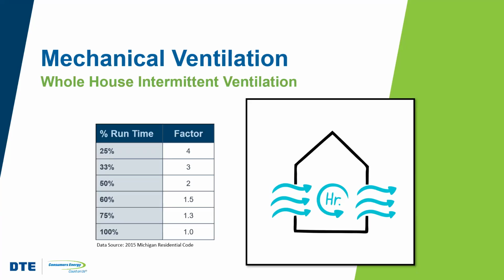And the system has to operate at least 60 minutes in every 4-hour period. This can be one hour every 4 hours, or it could be 15 minutes every hour. The choice is up to the designer. With this table that comes from the Michigan Residential Code, you can interpolate, but you cannot extrapolate. So you wouldn't go higher than 100%, and you can't go less than 25% of the runtime. That means you have to be operating between these two limits.